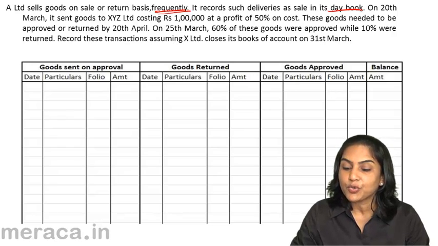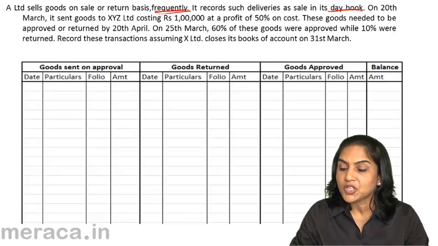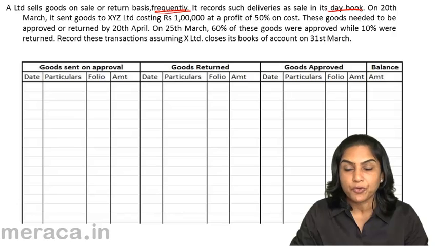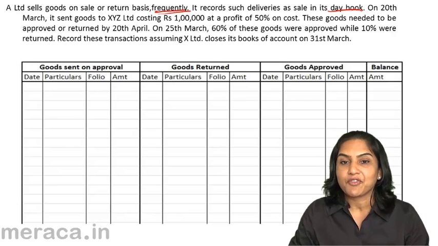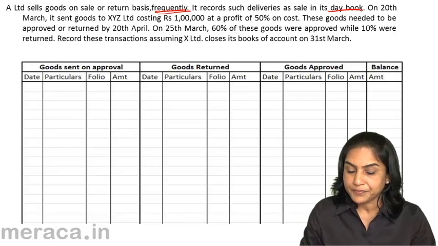These goods needed to be approved or returned by 20th April, and on 25th March, 60% of the goods were approved while 10% were returned. Record these transactions assuming X Limited closes its books of account on 31st March. For convenience sake, we have repeated the same problem.